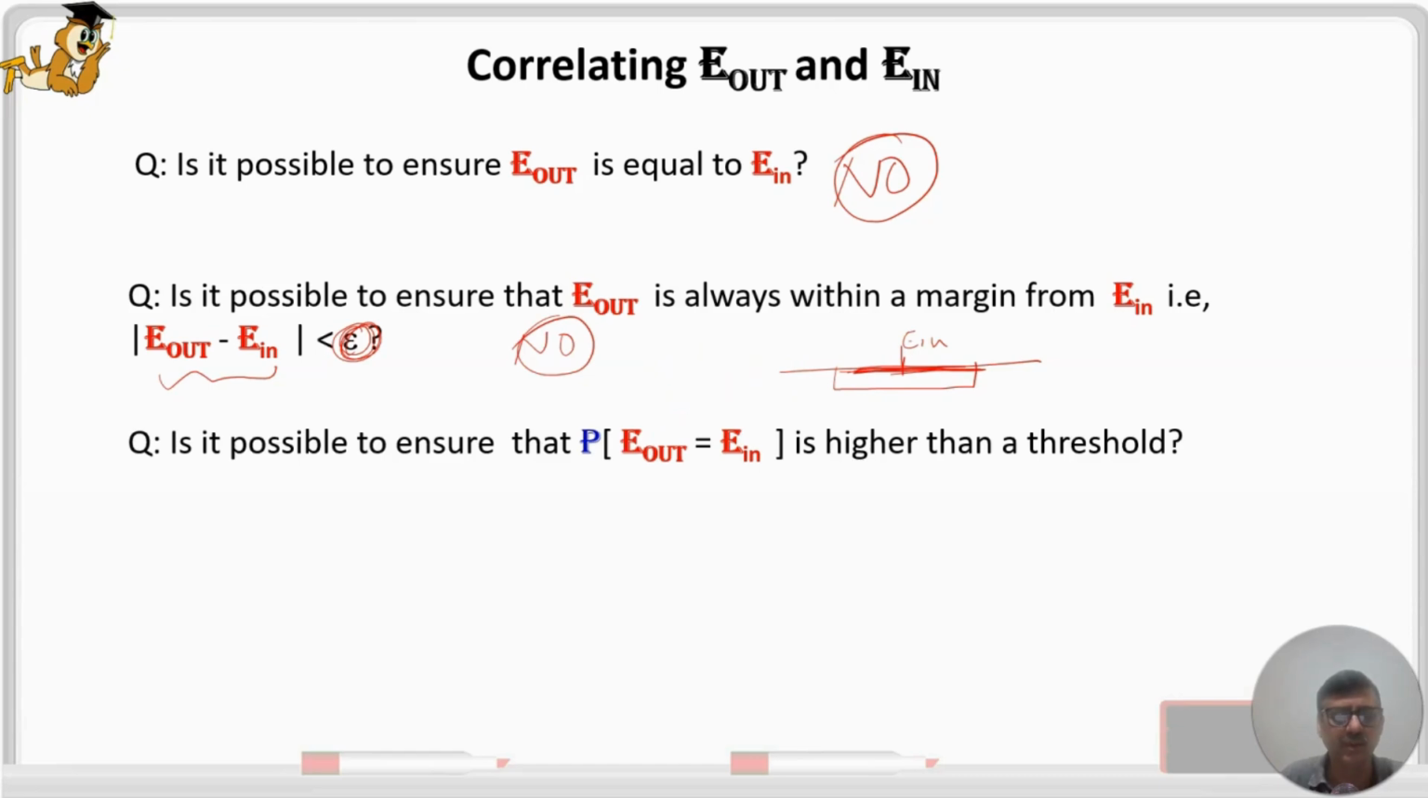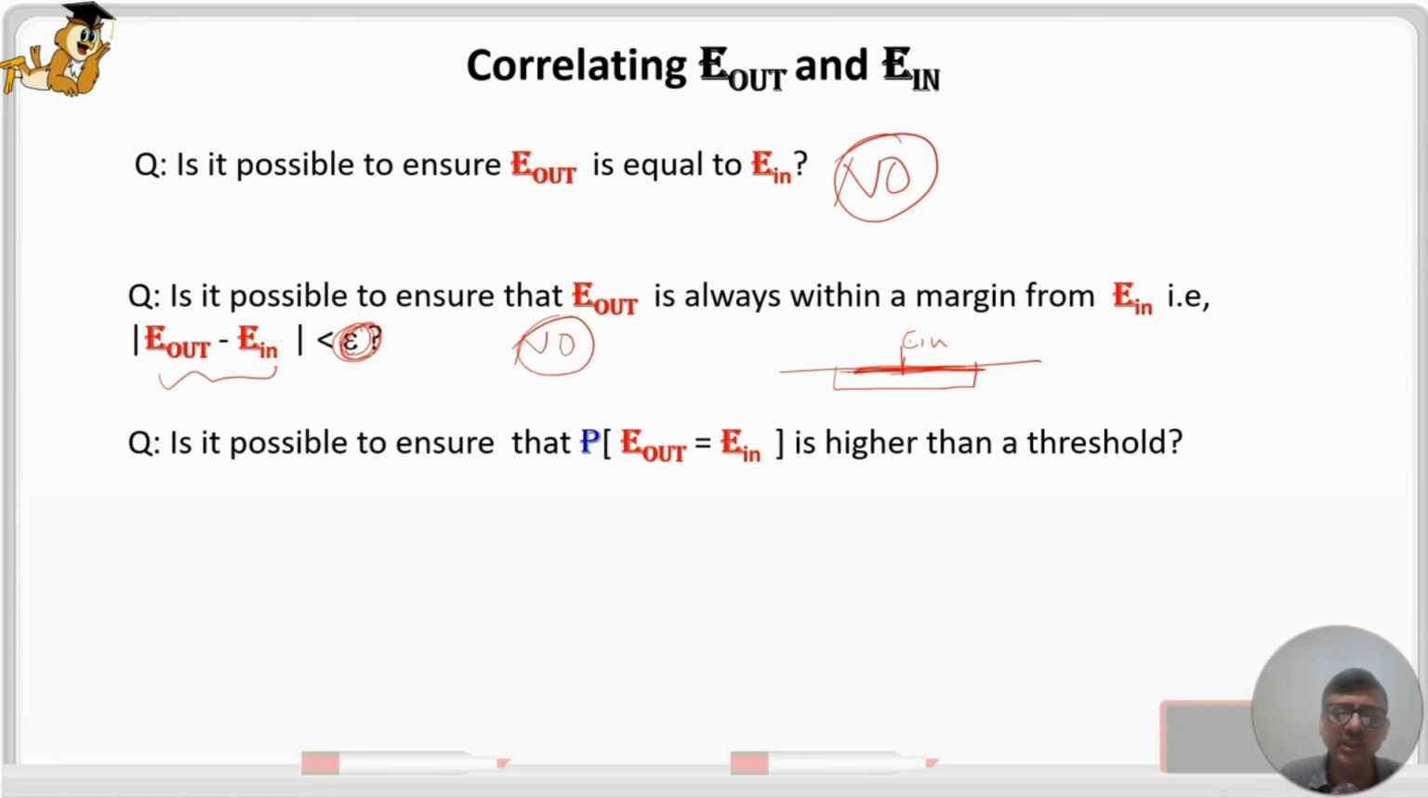Next question. Is it possible to ensure that the probability of E out being equal to E in is higher than a threshold? Now we have introduced probability here. Why did we introduce probability? Because in general, a lot of doors open if you start thinking in terms of probability rather than thinking in terms of absolutes.